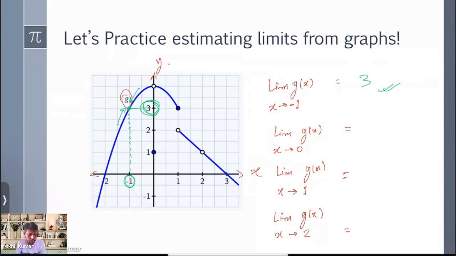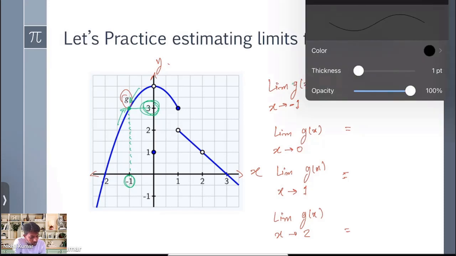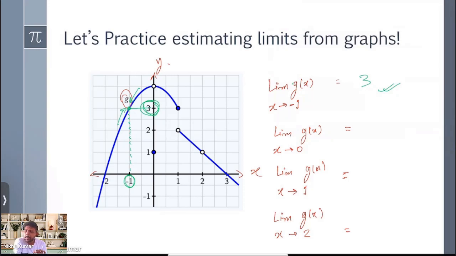Let's look at what happens when x approaches 0. Alright, when x approaches 0, interesting. Let me pick another color. Let me make the line a little thicker. When x approaches 0, there are 2 ways again to approach 0. One from the left side, this is your left hand limit. The other from the right side, the right hand limit.